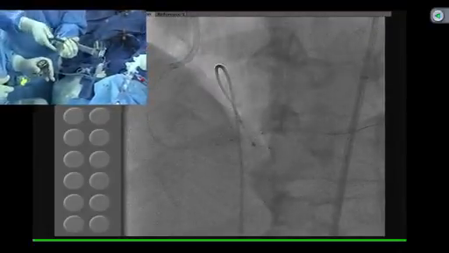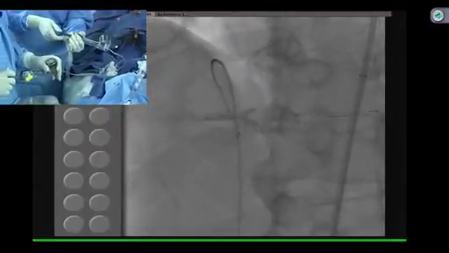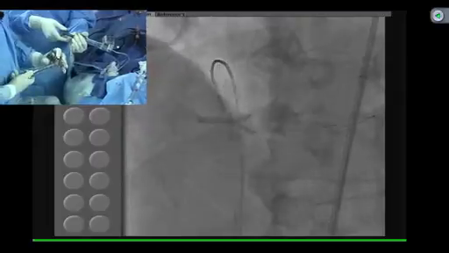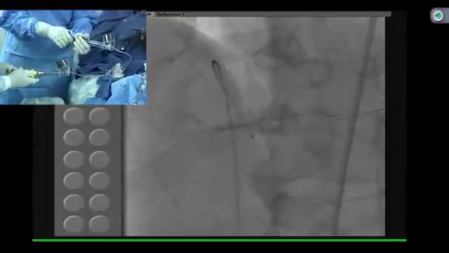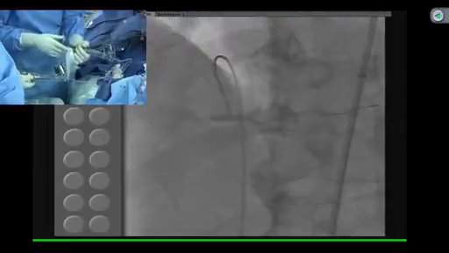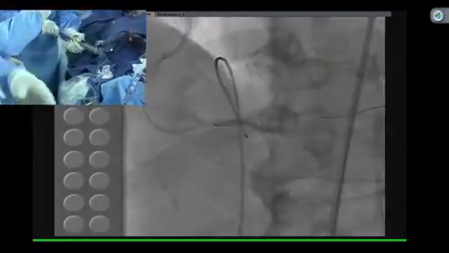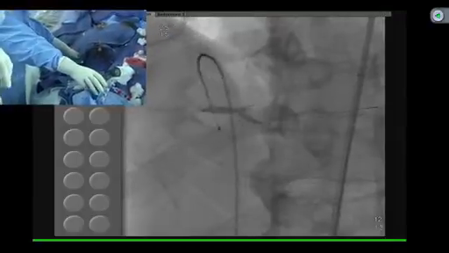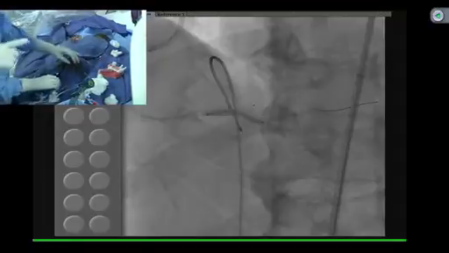So we have a 2.5 by 20 balloon in the AV continuation RPL, and then the same balloon which we had in the PDA. We are just doing a kissing balloon dilatation. Both we have gone at 12 atmospheres. All right. Yeah, I think in the RPL we need to open the distal edge of the stent. There is a 90% lesion in the RPL at the distal edge of the stent.